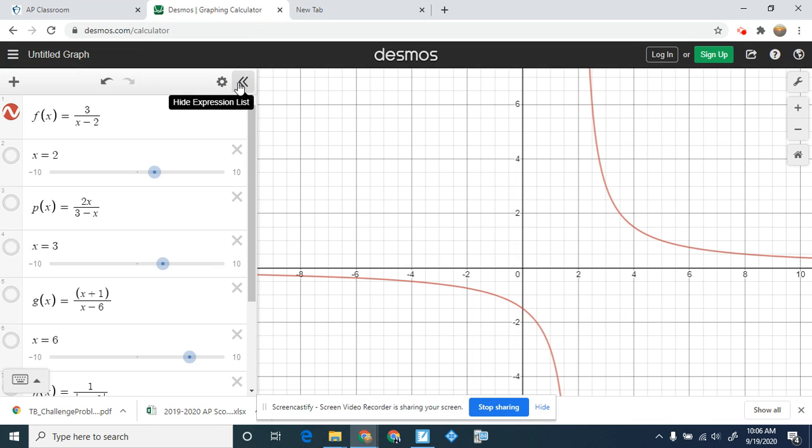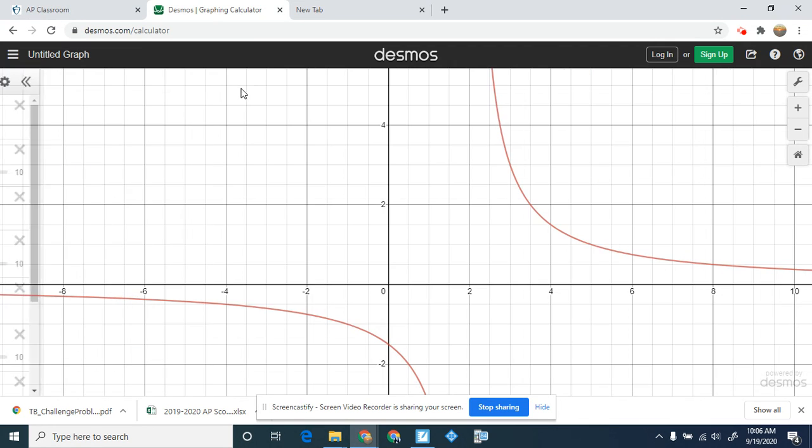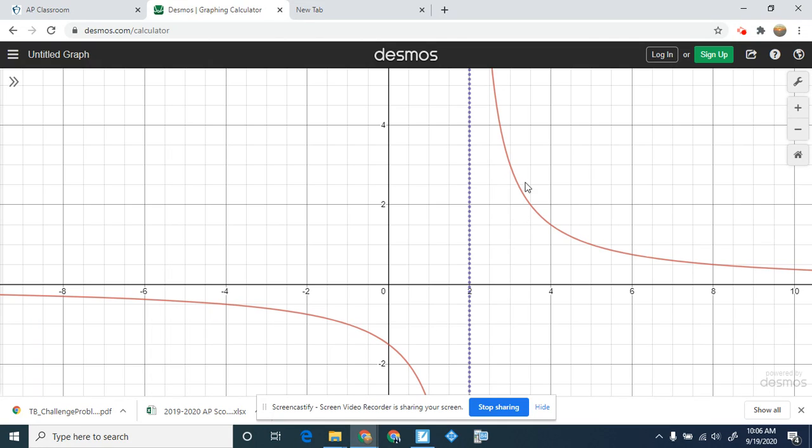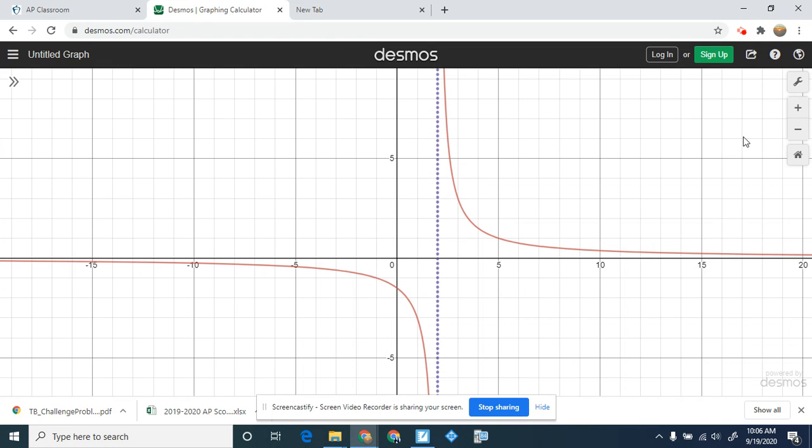Bam, here we go. So this is the graph of 3 over x minus 2. And you can see it looks like I have an asymptote at x equals 2. And I do, in fact. It would make the function undefined. And this is what the graph looks like. If I want to zoom out a little bit, right? So now look at what's going on.